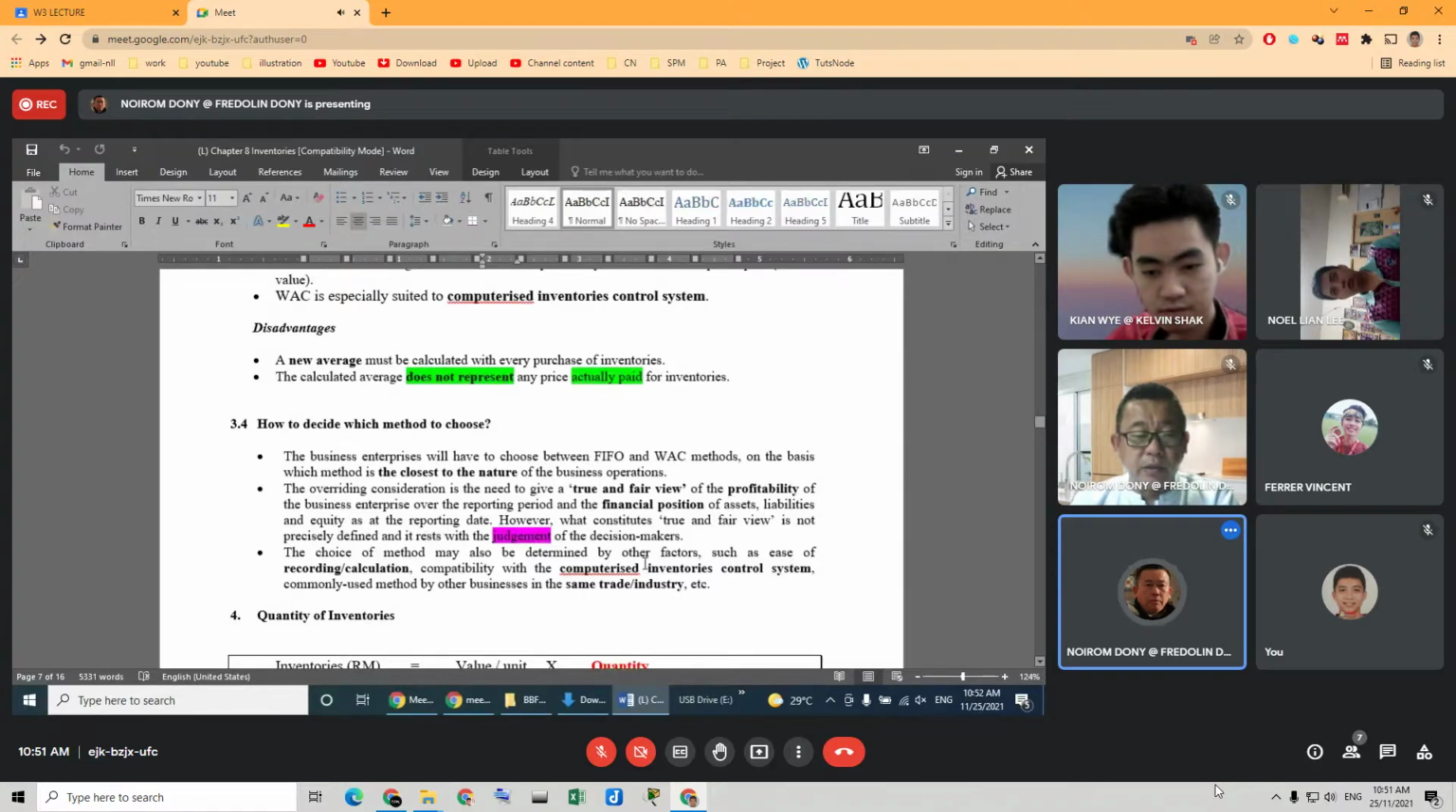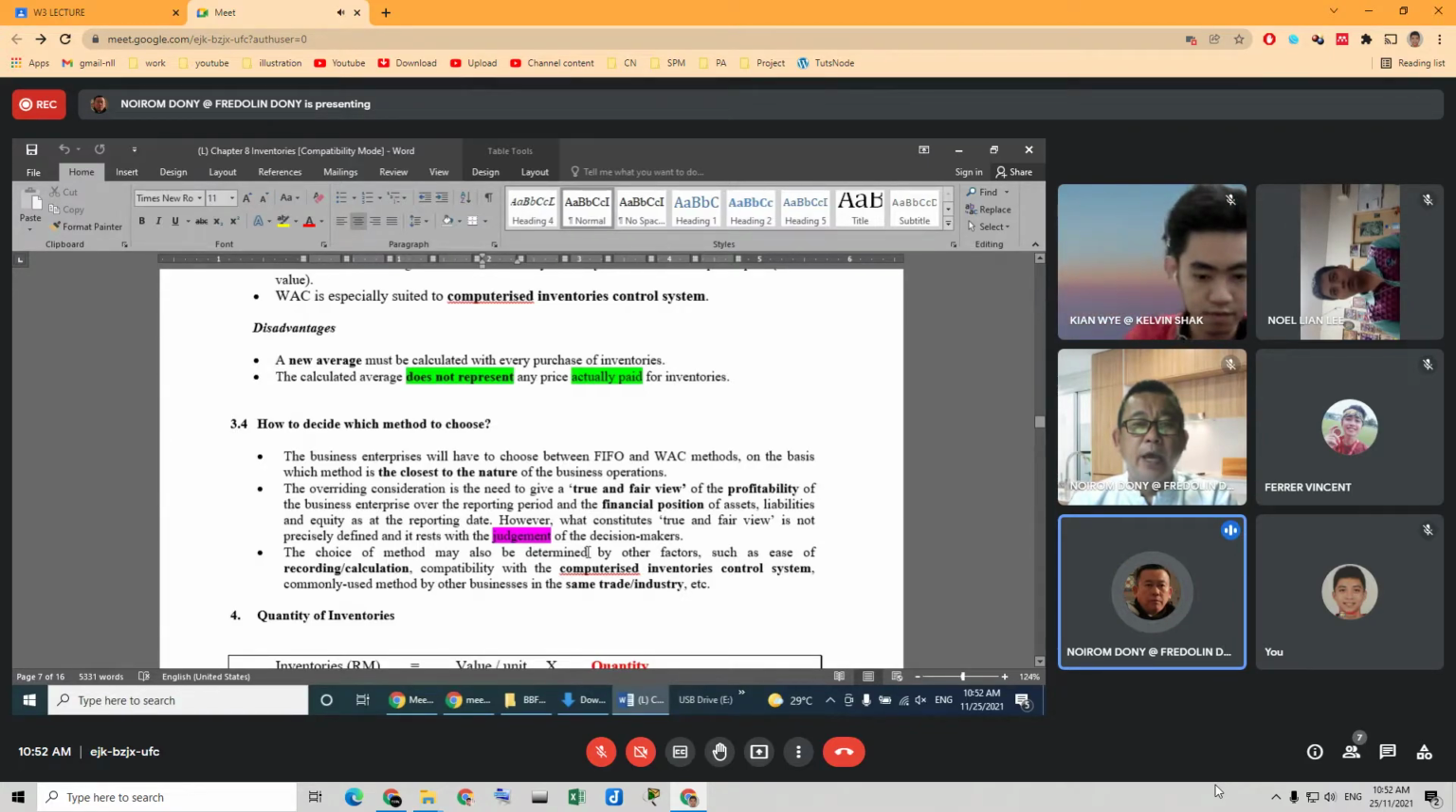So if it's true and fair view, of course, the closest one will be average cost because the price is not far different from the actual price. But which one is true and fair view? It depends on the individual. So that is very subjective, based on the judgment of the decision maker.